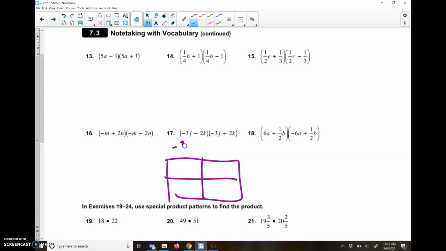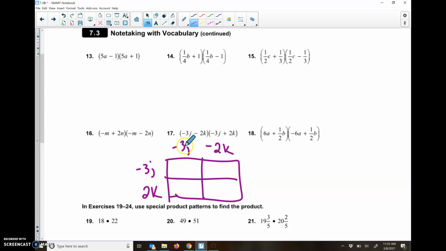So I got negative 3j minus 2k, negative 3j plus 2k. So again, I see the same thing, negative 3j minus 2k, negative 3j plus 2k, so I can assume those middle ones are going to cancel out because one's a positive, one's a negative. So let's do the math.